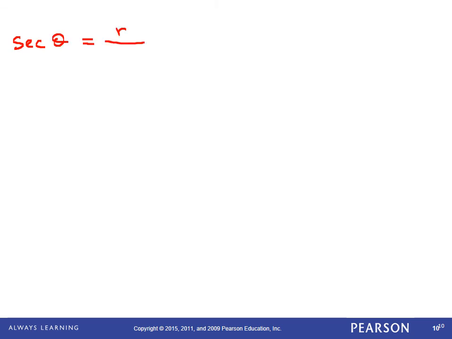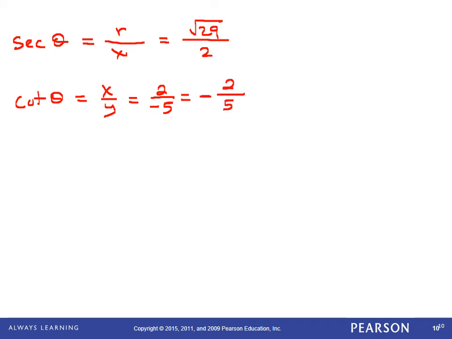All right, secant theta, r over x value now, r is the square root of 29. On the bottom is just a 2, and again, done. And the final one, cotangent theta. Cotangent theta, x over y. 2 over -5. And again, maybe put the negative out in front as opposed to on the bottom. And done. Are we good with those?